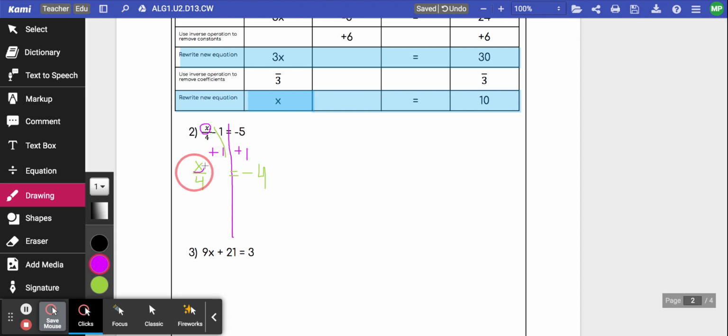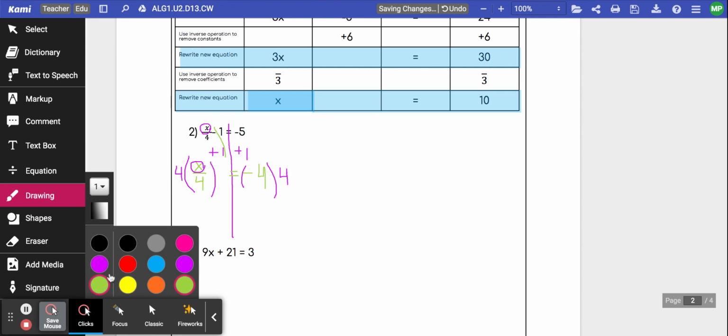My x is not alone yet. My x was split up into 4 parts. This means divided. And the inverse of divided is multiplied. So I'm going to take this side and multiply it by 4. And I'm going to take this side and multiply it by 4.